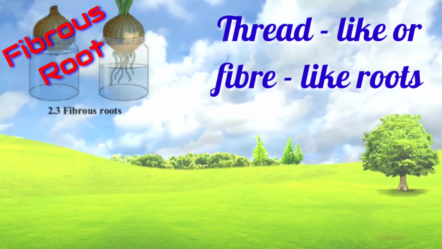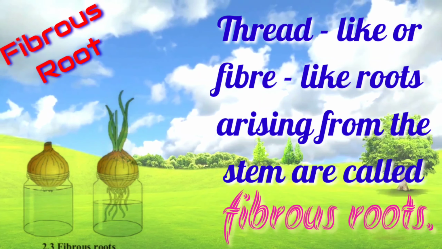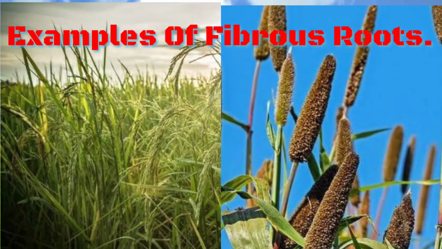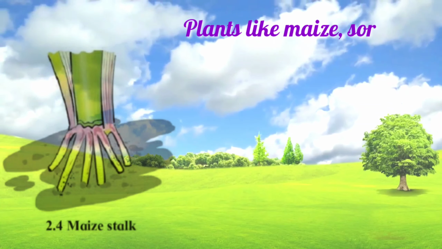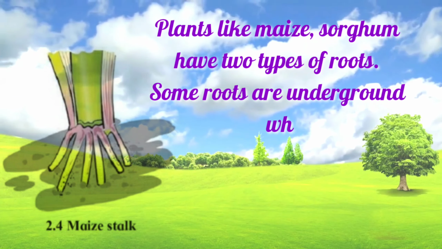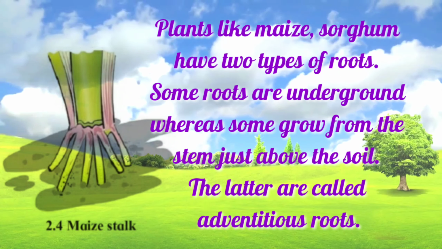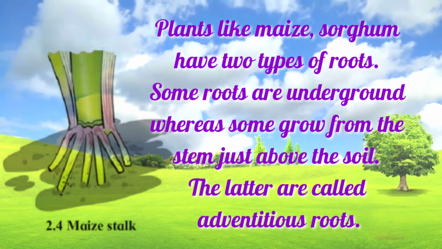Thread-like or fiber-like roots arising from the stem are called fibrous roots. Examples are sorghum, that is jowar, maize, that is corn, and pea. Plants like maize and sorghum have two types of roots. Some roots are underground, whereas some grow from the stem just above the soil. The latter are called adventitious roots.